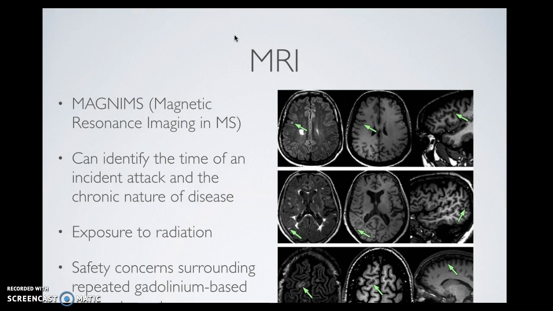Even with the results from this test, within the McDonald criteria, it states that the diagnosis of MS is dependent on the evolution of neurological symptoms and signs. Some of the negative aspects of MRI include the exposure to radiation, and there are some concerns in regards to safety that surrounds the repeated exposure to gadolinium-based contrast agents, which patients must consume prior to the MRI.